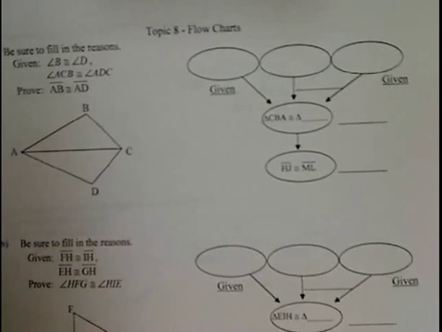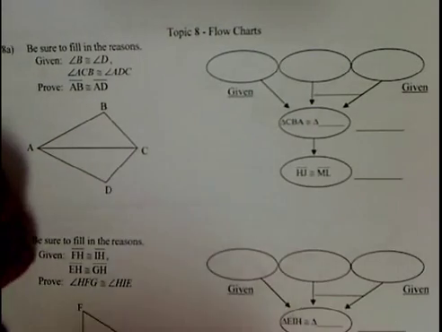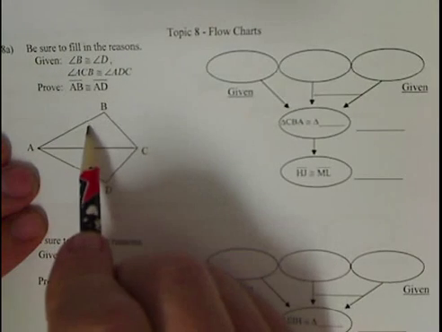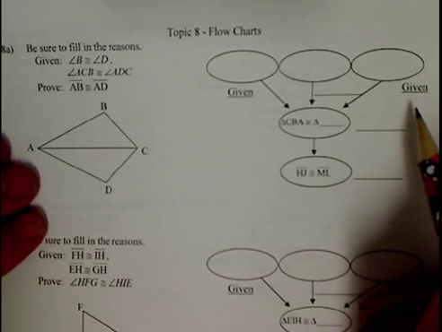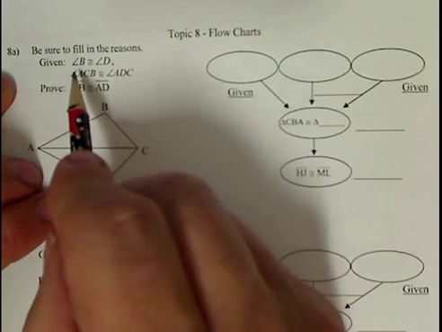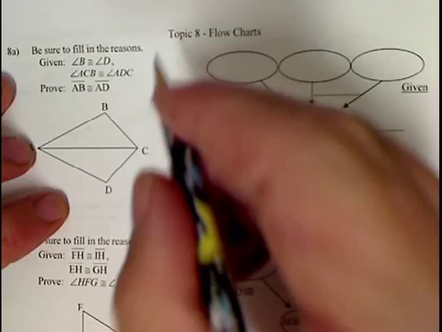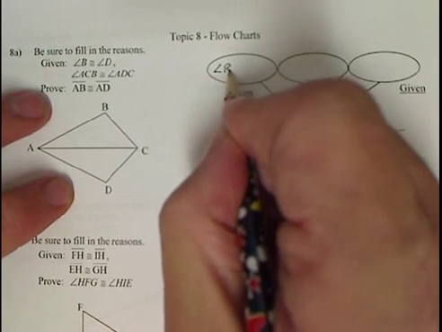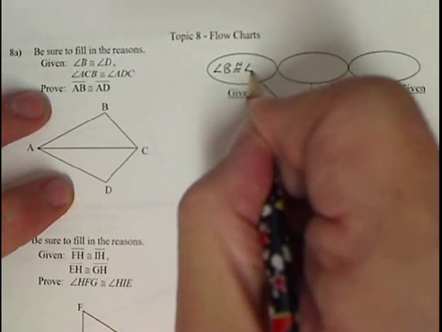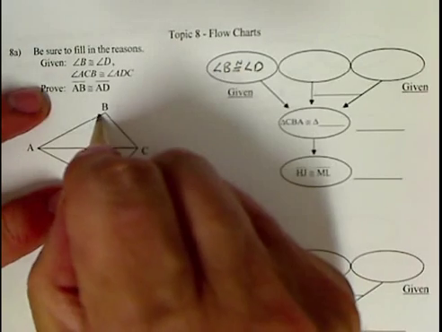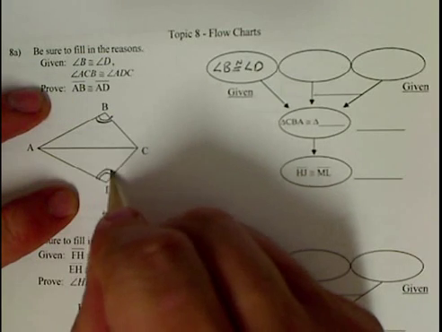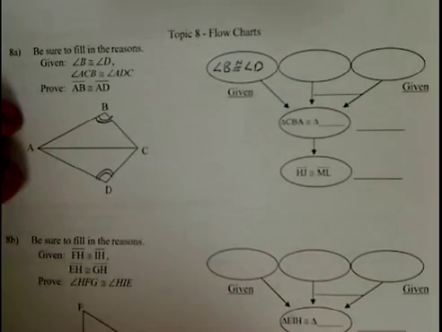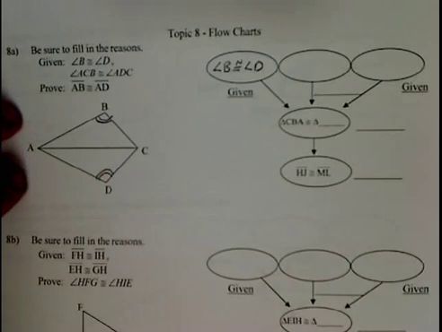Okay, so first thing you're going to be doing is filling in your givens, both on the figure and also on the flowchart. So I've got angle B is congruent to angle D. So I'll put angle B congruent to angle D. Angle B, angle D. I marked them also, so I did both. Marked it here and here.